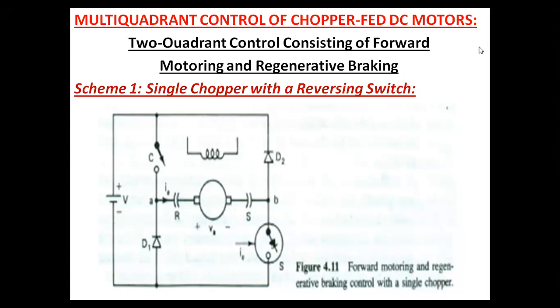Okay, so what we are seeing in figure 4.11 will also be used for the series motor, with a little bit of adjustment. In the armature, it is connected as shown, and the field is connected outside the reversing switch, that is, between R and S.